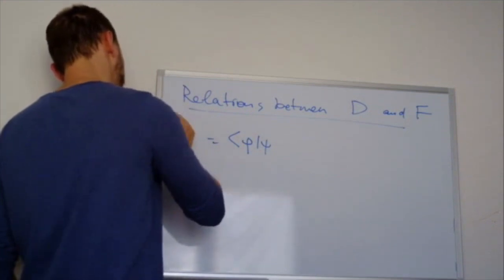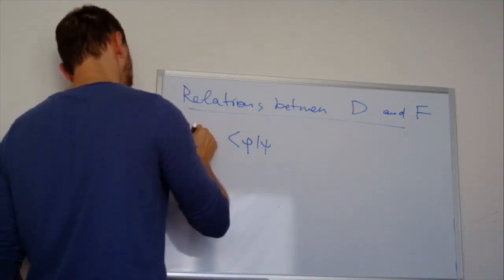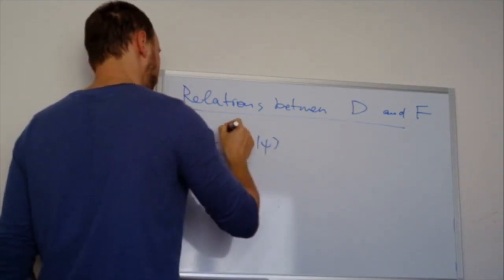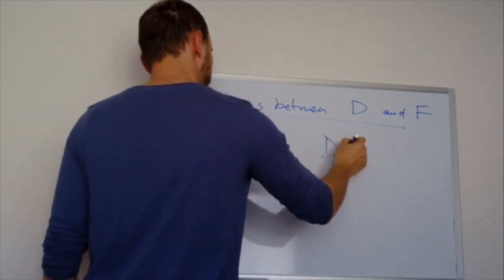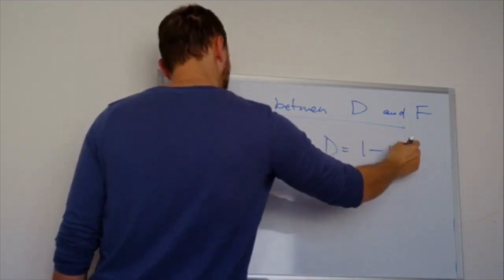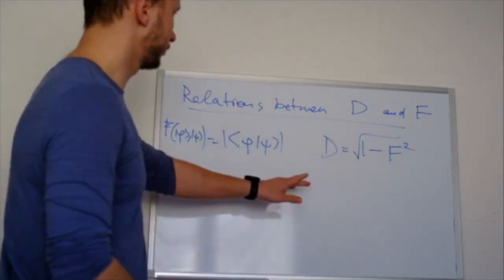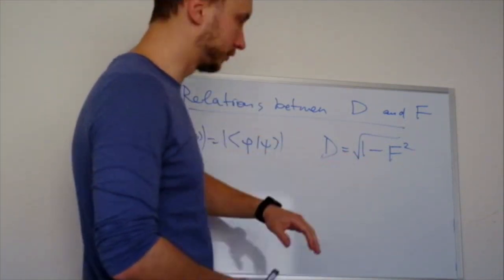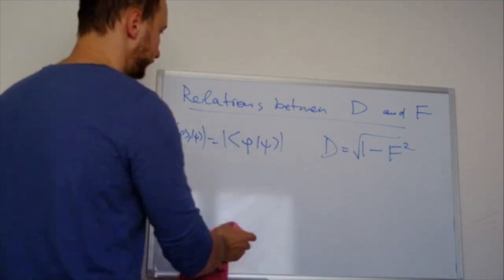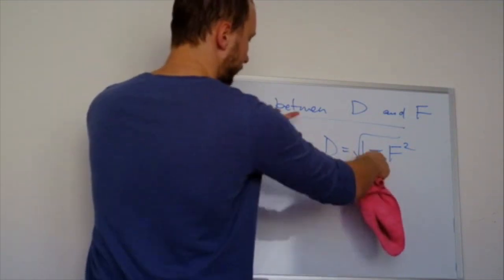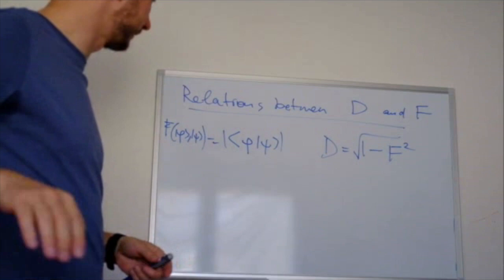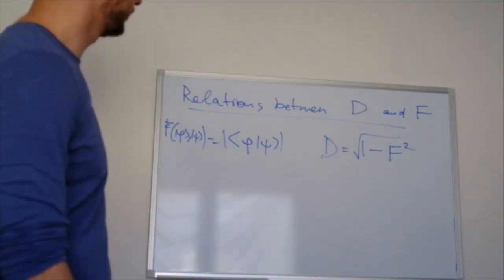So the fidelity of phi and psi is the overlap of the vectors. And the trace distance is equal to the square root of 1 minus the overlap square, as we just seen. Yes? So they are one-to-one related, right? It's just a simple formula you use. And it's equivalent to fidelity because they determine each other. However, what happens for mixed states?